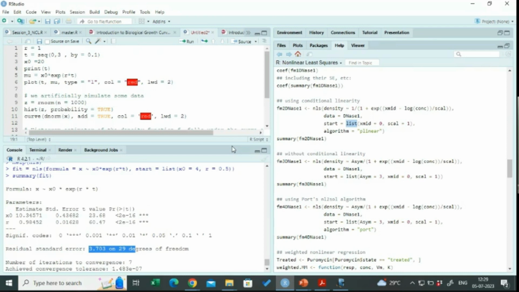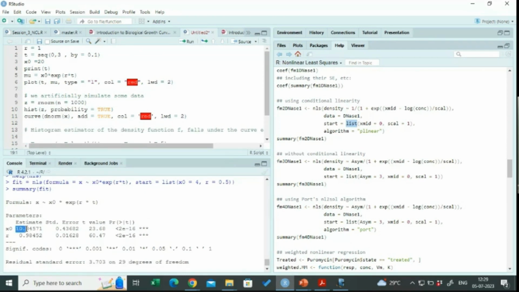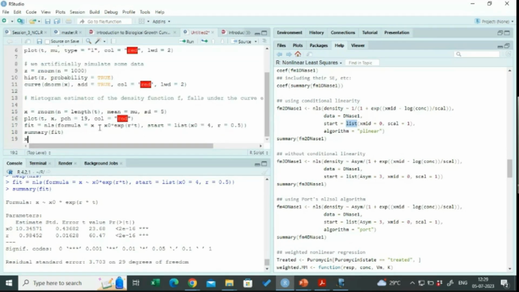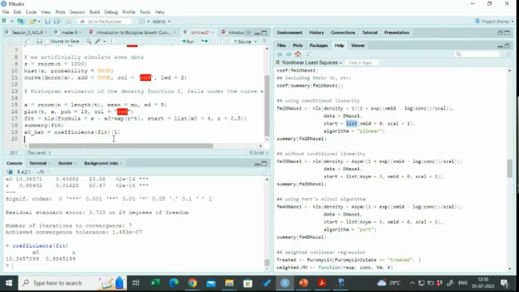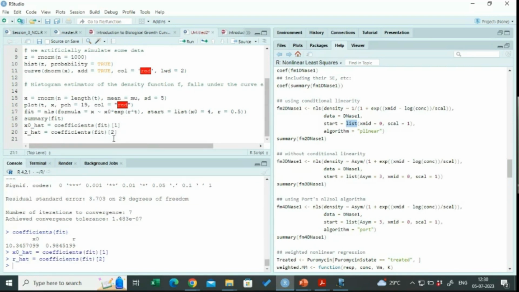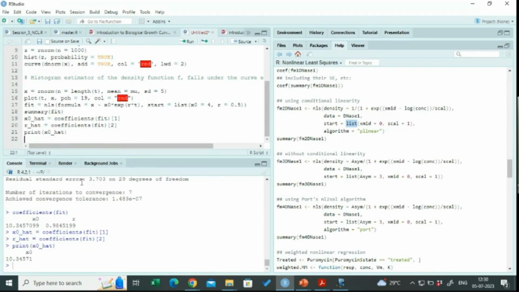And from the statistics point of view, this is x0, we call it x0 hat, right? So I can take x0 hat equal to the coefficients of fit. When we write down the coefficients of fit, I get two values. So I have to take the first entry. And r_hat is equal to the coefficients of fit; I have to take the second entry, right? Now, if you print x0_hat you get x0, and print r_hat you get the second value, right?